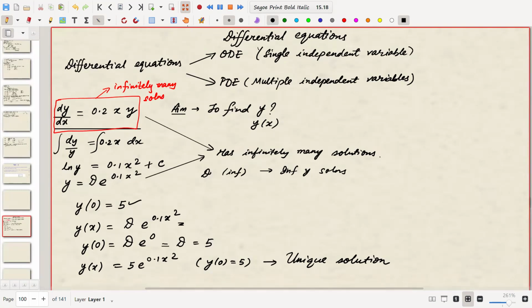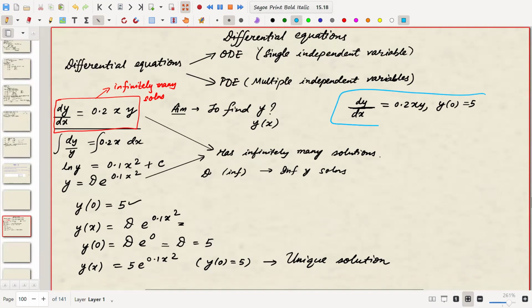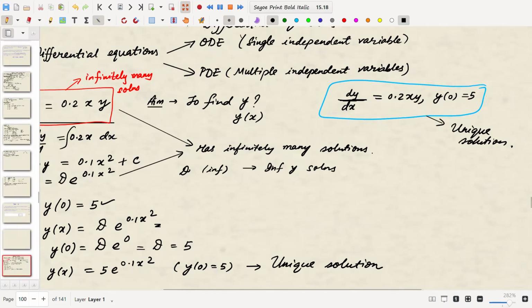Whereas this ODE, given that y of 0 equal to 5, has a unique solution. I hope you understand the difference between them. Okay. So this is a conceptual question that can be asked: given these two ODEs, which ODE has infinitely many solutions, and which ODE has a unique solution.